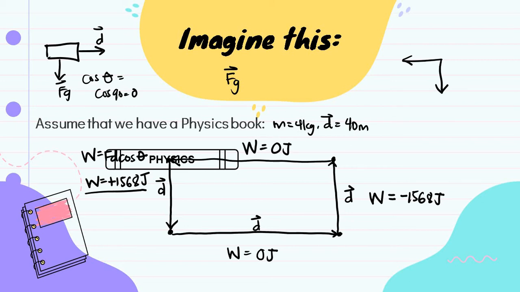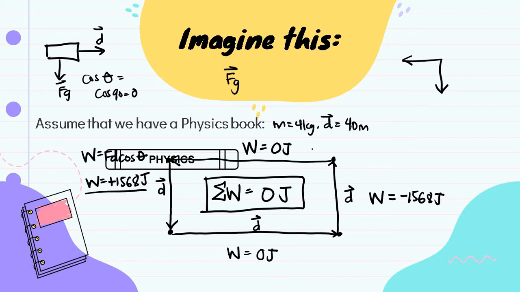So for us to determine if it's a conservative force, according to the second property, the net work done by that specific force should be equal to 0. So let's add all the work done. This is positive 1568 plus 0, so 1568, and then minus 1568, which yields a magnitude of 0. And lastly, we have here another 0 joule. Which makes the net work done in this particular motion of the object, or the textbook, equal to 0 joule. Which proves that the force due to gravity is really a conservative force.